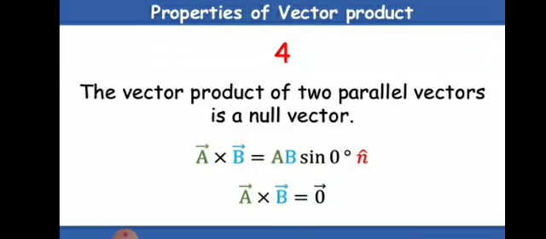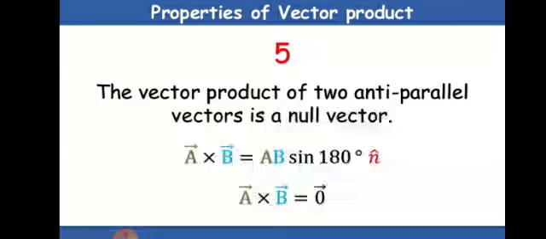The vector product of two parallel vectors is a null vector. That means you will get the 0 value. Null in the sense 0 value. Vector A cross vector B is equal to AB sin theta. If the two vectors are parallel, then theta becomes 0. Sin 0 value is 0. So vector A cross vector B is equal to 0 vector.